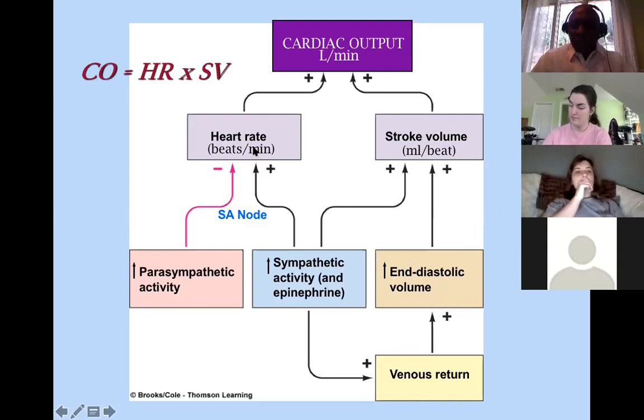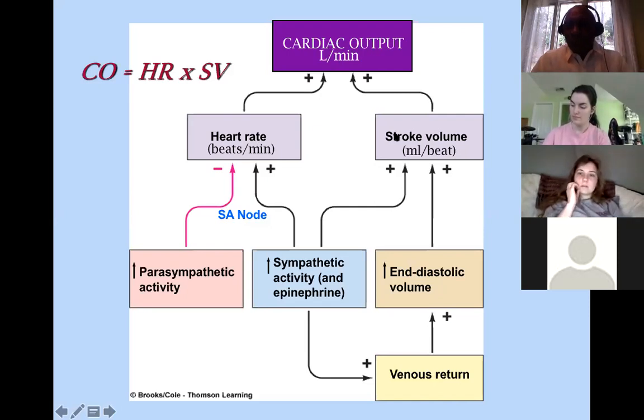And cardiac output, blood ejected per minute. So that's why then we have heart rate. So heart rate, beats per minute, multiplied by stroke volume, mils per beat, gives you cardiac output.